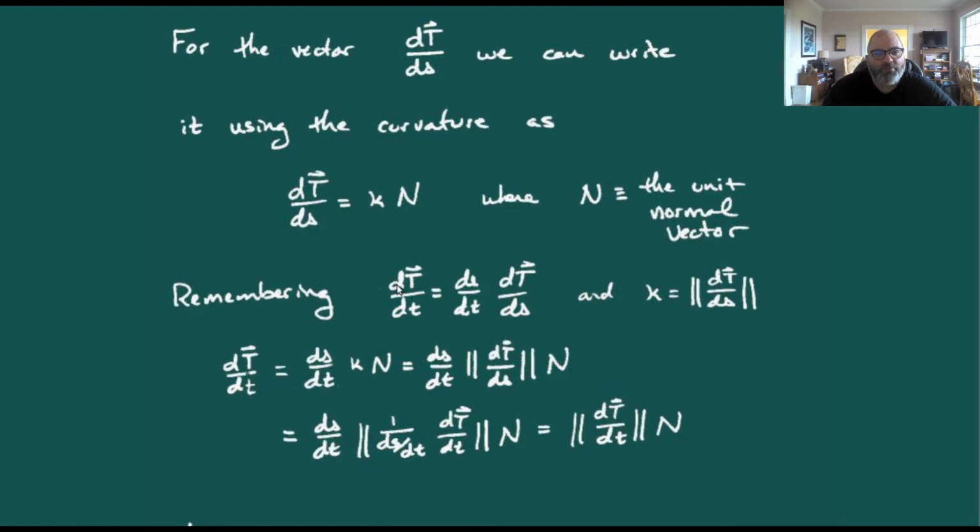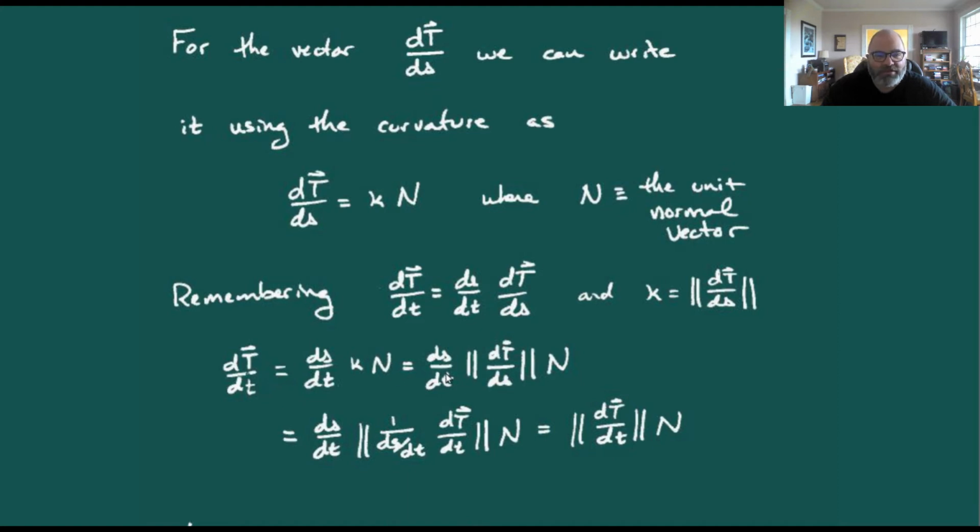Remembering that dT/dt, the derivative of the unit tangent with respect to an arbitrary parameter t, is really just ds/dt times dT/ds, and our curvature is really the norm of this dT/ds, dT/dt is going to be ds/dt times the curvature times our unit normal vector.